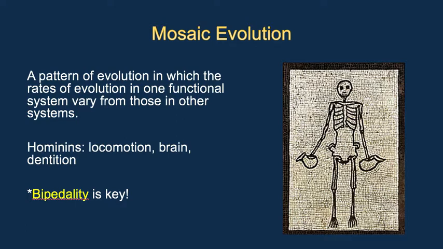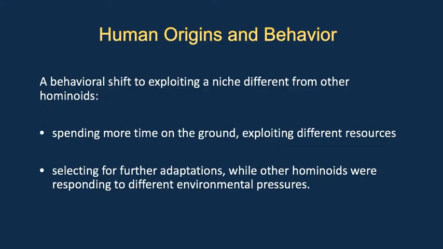So these functional systems here are the characteristics that we're going to talk about most over the next few weeks. So we're going to talk about changes in locomotion when we start to see bipedalism emerge. We're going to talk about brain size when we start to see big leaps in brain size, and we'll talk a little bit about changes to the dentition. So what do we see happening in the mouth? How are the teeth changing over time?